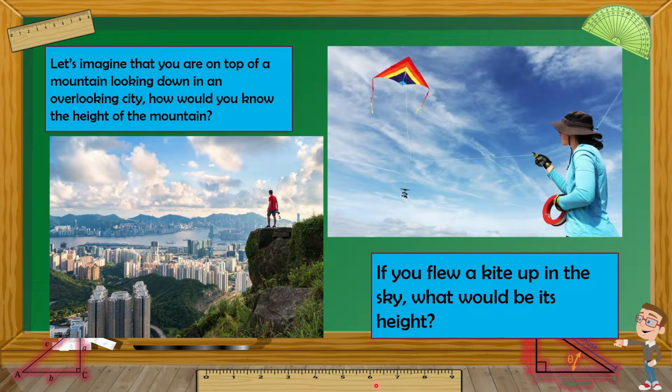Let's consider this pictures tsaka itong mga statements na nasa box. So, let's imagine that you are on top of a mountain looking down in an overlooking city. How would you know the height of the mountain? So, possible kaya na mahanap natin tong height ng mountain? And another one is, if you flew a kite up in the sky, what would be its height? So, possible din kaya na mahanap natin itong height ng kite from the ground?